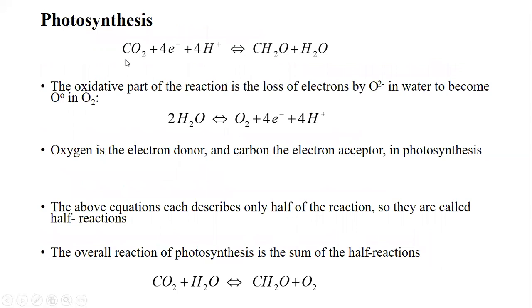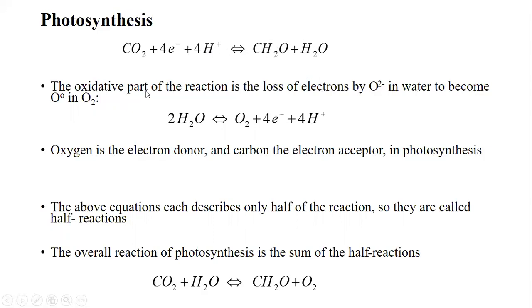We'll look at photosynthesis. So plants take CO2 from the atmosphere, and it goes into the plant. This is the reaction written in a chemical way. So it needs electrons and hydrogen ions to give you CH2O, what we just saw, the carbohydrate, plus H2O. This is the simplified form.